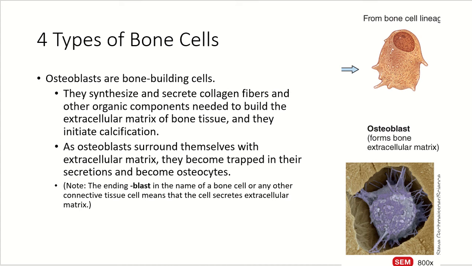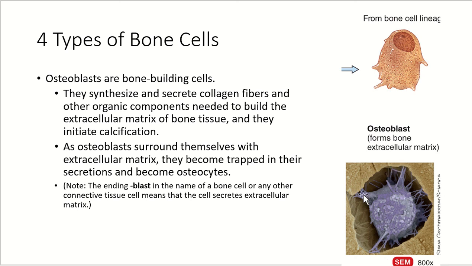So next up we have our osteoblasts. These are our bone building cells. These are the cells that are responsible for synthesizing and secreting those collagen fibers that are going to be the framework of the bone. And they're also going to secrete and synthesize some of those other organic components that are going to be needed to build the extracellular matrix of bone tissue. They're also going to help to initiate the whole process of calcification. So as these osteoblasts surround themselves with that extracellular matrix, they're going to become trapped in their secretions, and then they're going to develop further into osteocytes. So they kind of paint themselves into a corner, which you can sort of see here.